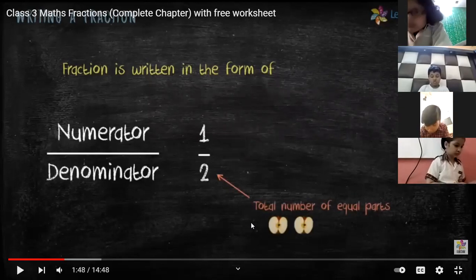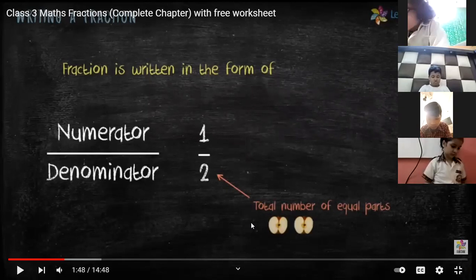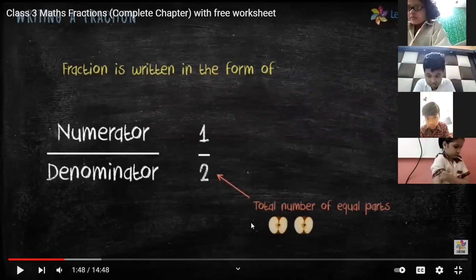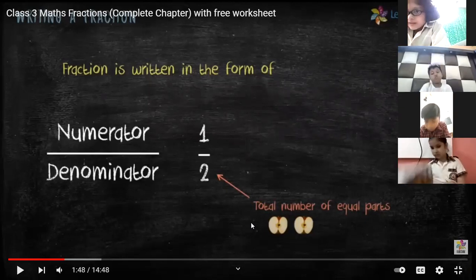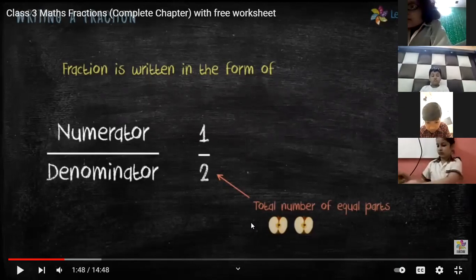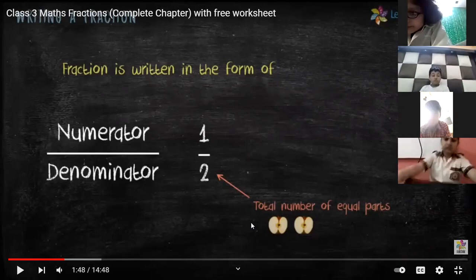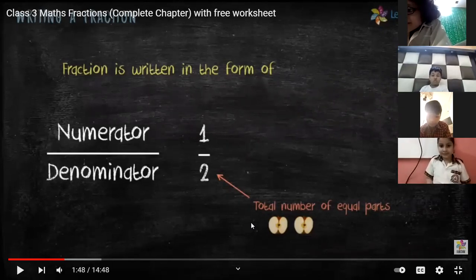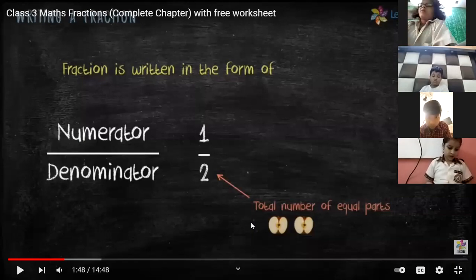So suppose here we are having a pizza with us. Okay, suppose we took an apple in the example earlier, but this time ma'am is going to take a pizza, and ma'am is going to make 8 equal parts of this pizza. Clear? This time the example is more interesting. So ma'am is going to divide this pizza into 8 equal parts.